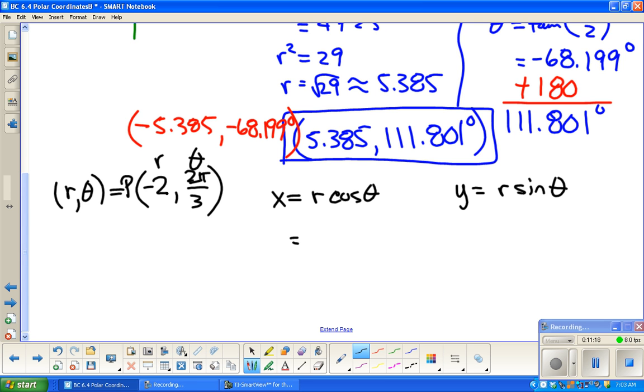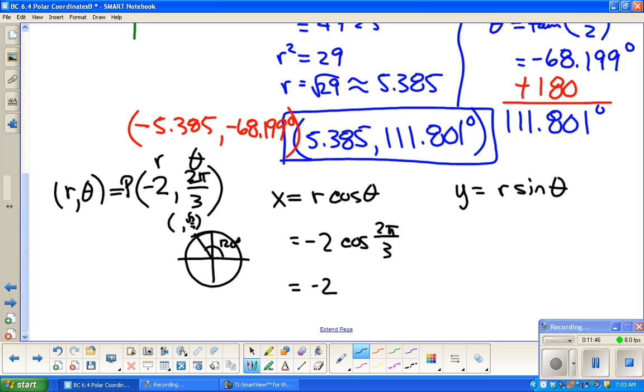Remember, this is the r, this is the theta, so negative 2 times the cosine of 2 pi over 3. Cosine of 2 pi over 3 is actually the square root of 3 over 2, only negative? No. Let me just stop for a second and do a little unit circle. 2 pi over 3 is 120 degrees, and the ordered pair here would be negative 1/2 and square root of 3 over 2. So times negative 1/2 equals 1. Could I have just typed that in the calculator? Yep, sure could have.